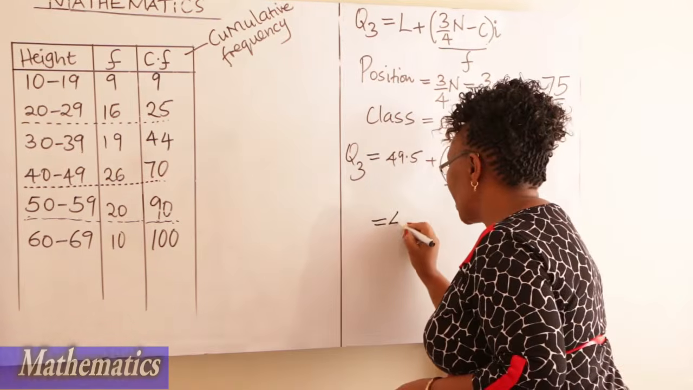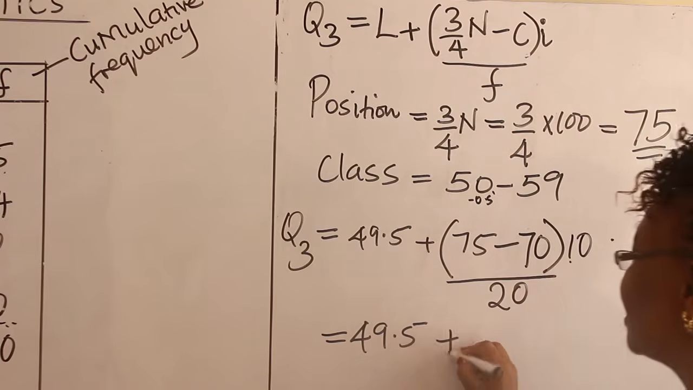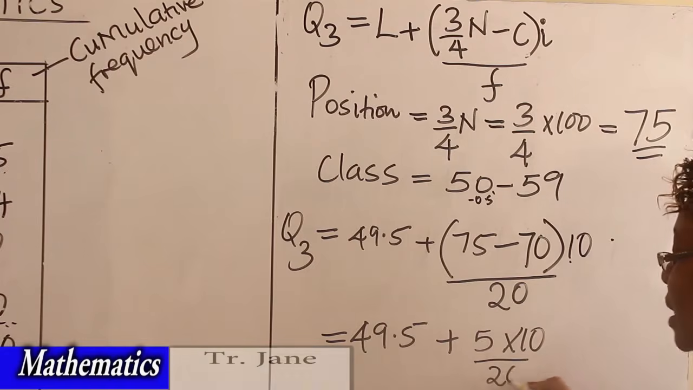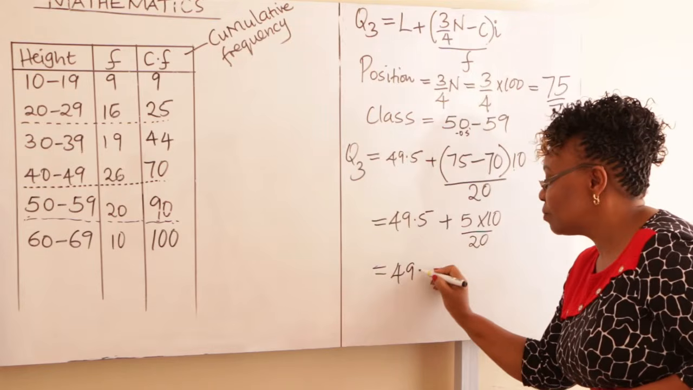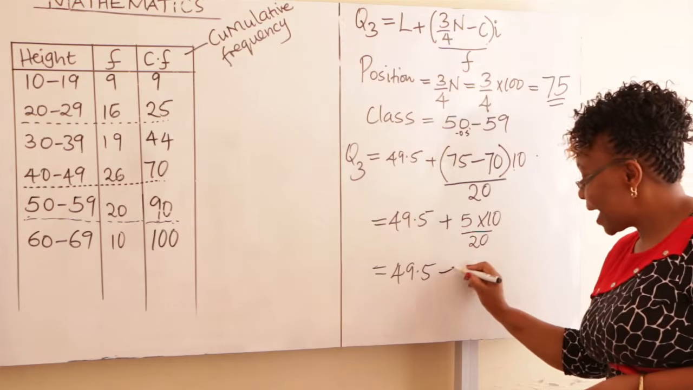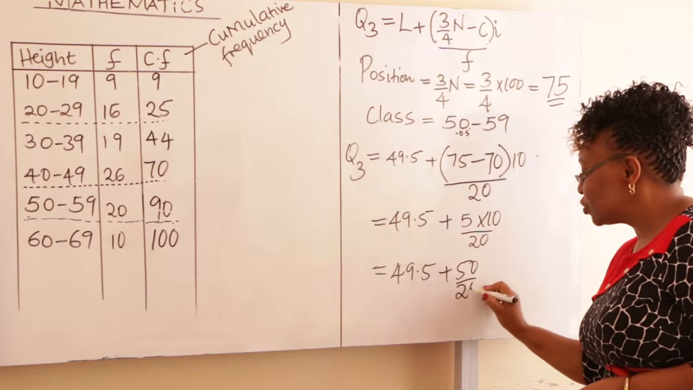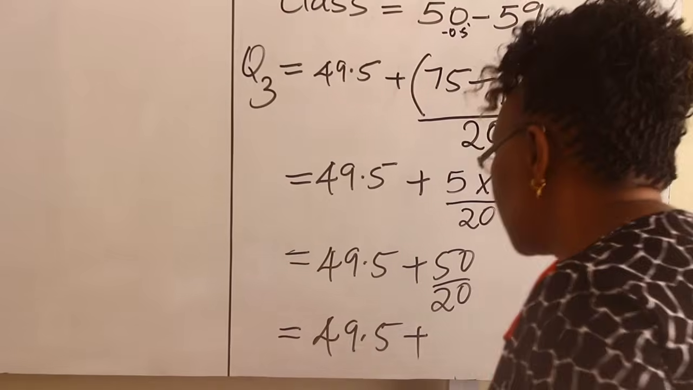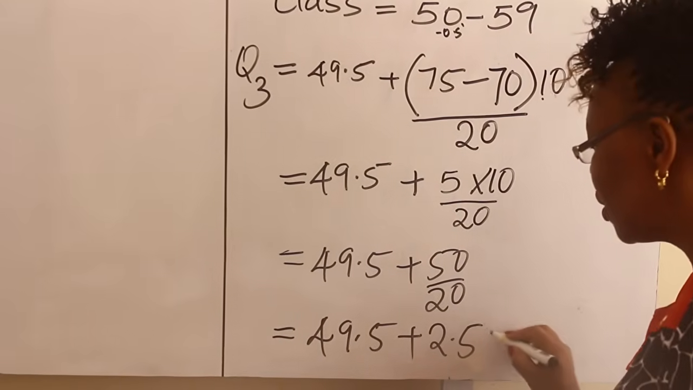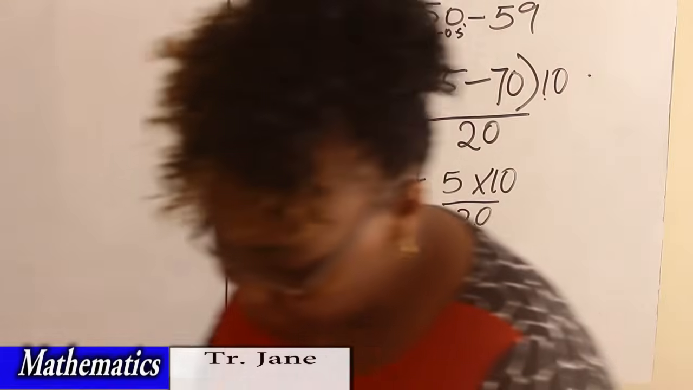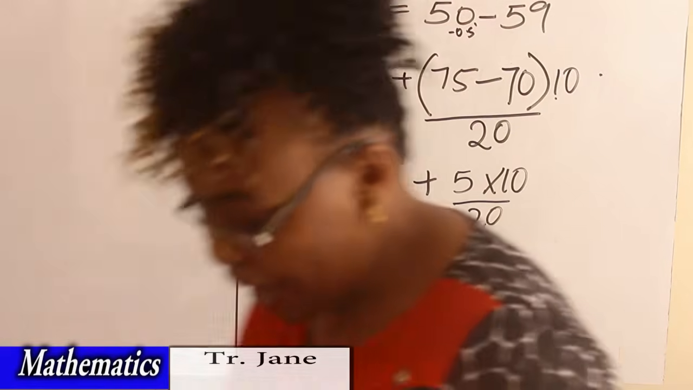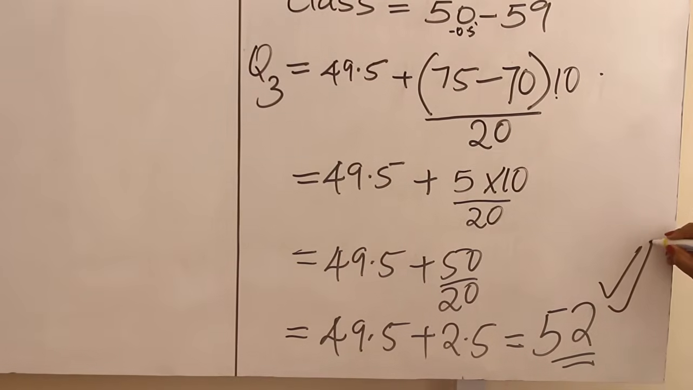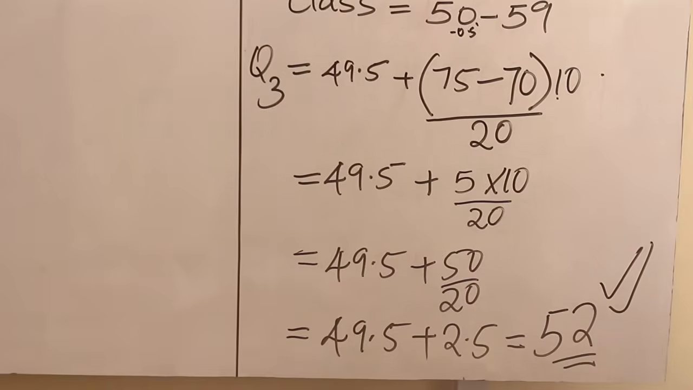So learner, you come and work out this: 75 minus 70 is 5. 5 times 10, divide by 20. So this gives us 49.5 plus 50 over 20. And therefore this will give us 49.5 plus 2.5, which finally gives us what? You use a calculator and you should get 52. 52 is your Q3.